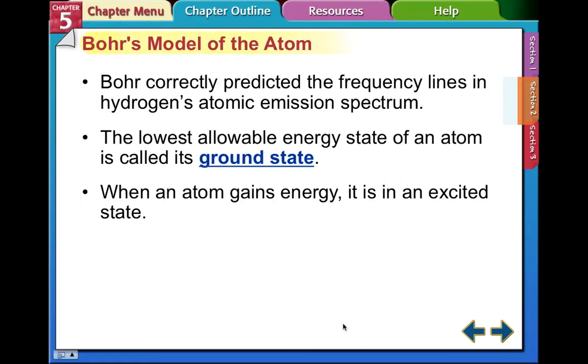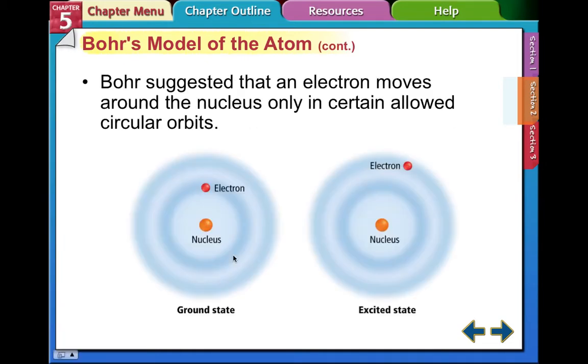Okay, so Bohr came in and he predicted the frequency lines in the emission spectrum of hydrogen, just hydrogen, was the only one he worked with, or the only one he understood. He stated the lowest allowable energy state of an atom is called the ground state. This is going to be the one closest to the nucleus. When an atom gains energy, it moves to an excited state.